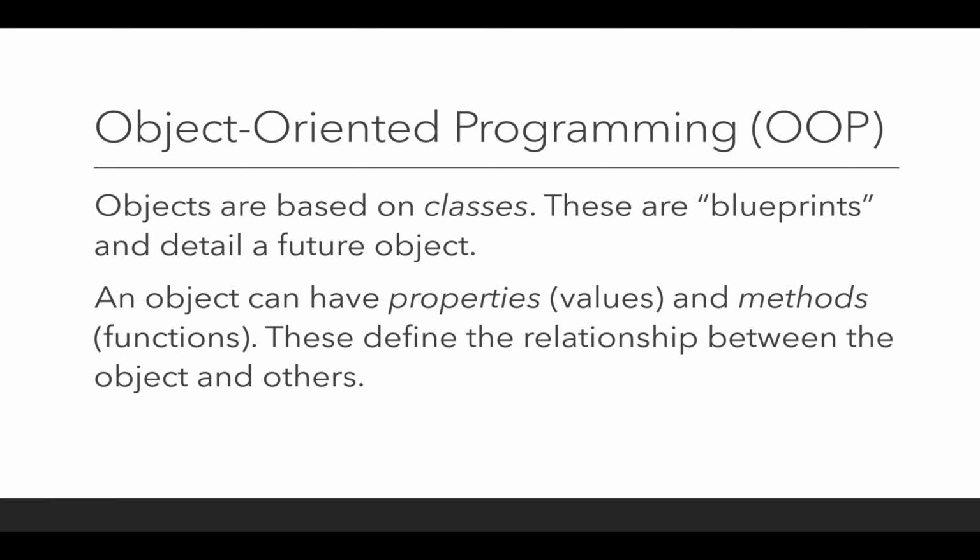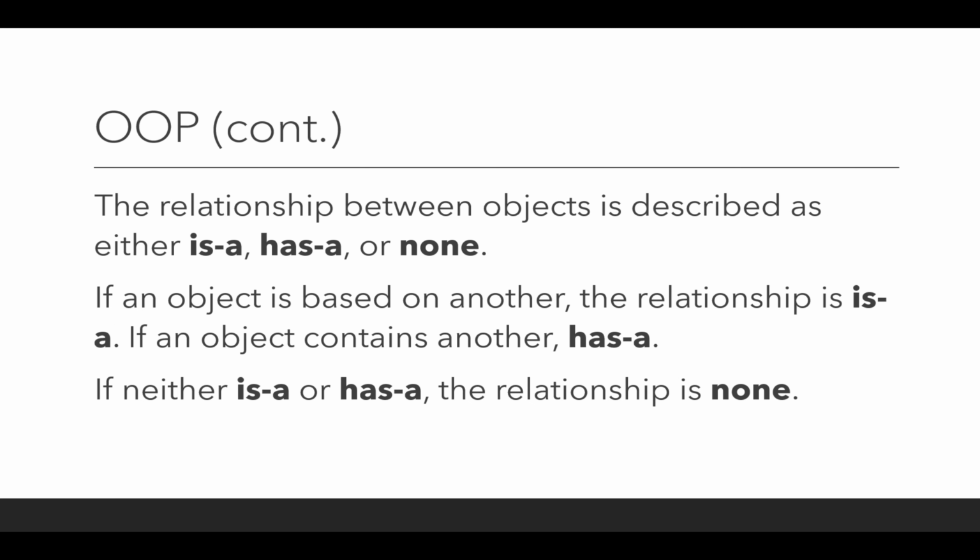These two, properties and methods, define the relationship between an object and other objects. As part of object-oriented programming, we are oriented to objects. We care about objects and their relationships. The relationships between objects are described as either is a, has a, or none. So if an object is based on another, the relationship is a. One object is another. It is based on the other object.